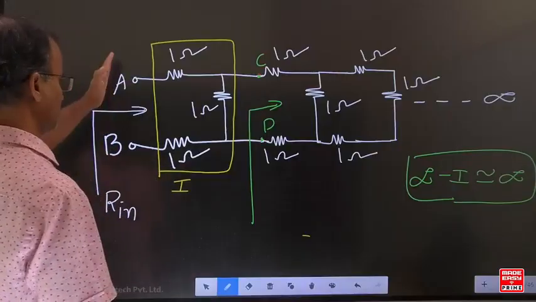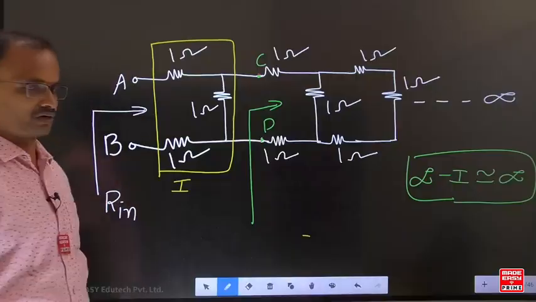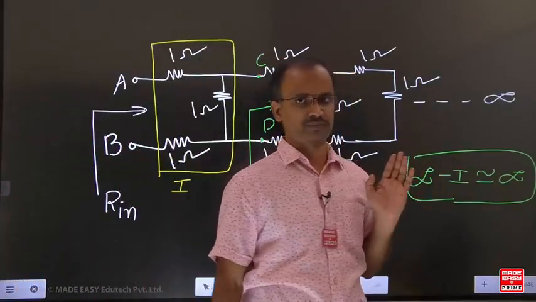Infinite. देखिए, with respect to AB points, total number of sections are infinite. कितना है जी? Equivalent value R input. आप इधर C and D से देखें तो भी इधर भी equivalent से कितना है? Approximately infinite.